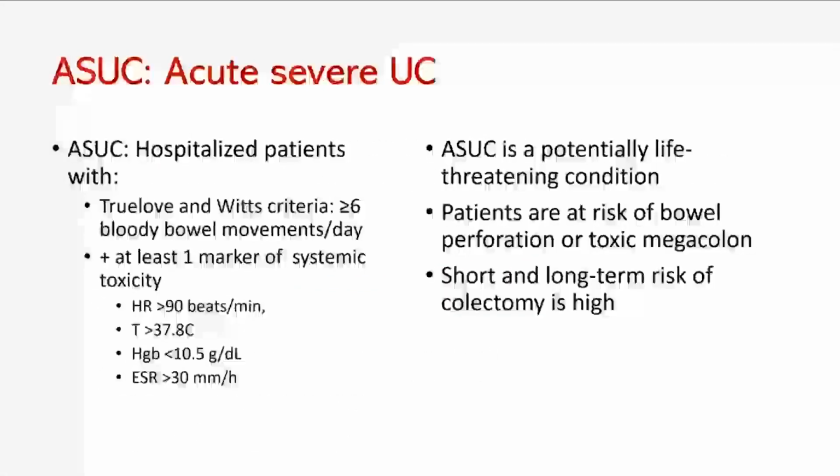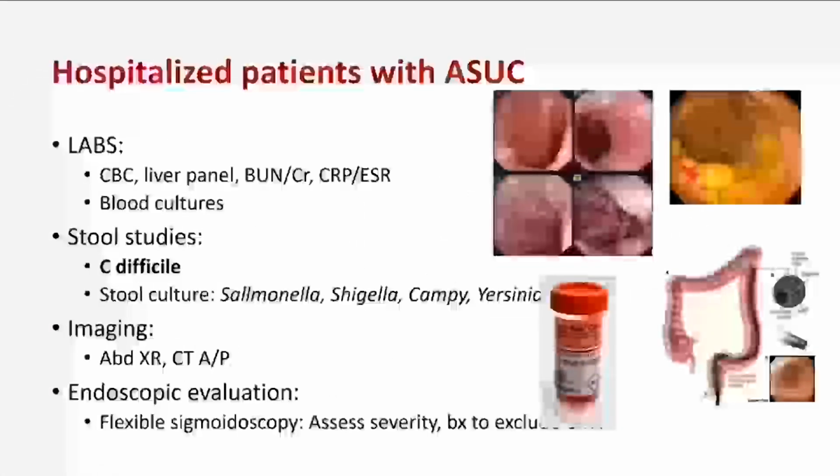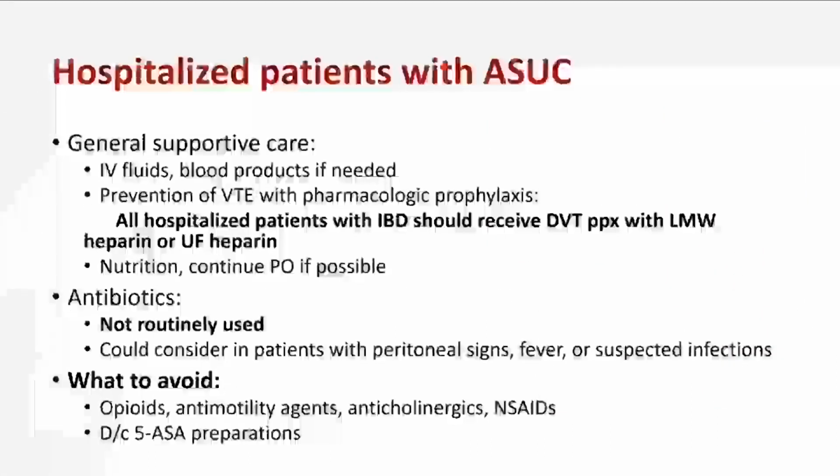So this is the acute severe ulcerative colitis that I was talking to you about. The definition is basically more than 6 bloody bowel movements a day with a marker of systemic toxicity. And then going forward, I feel like you are probably familiar with the initial evaluation, where you get your basic lab work. It is very important that you rule out C. diff. And once you have ruled out C. diff, then you can start this patient on steroids.